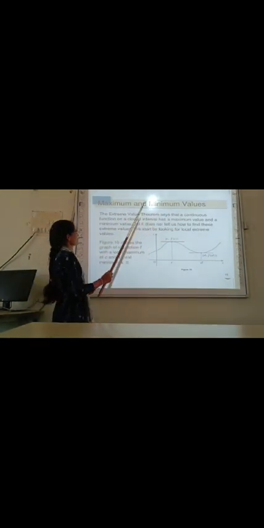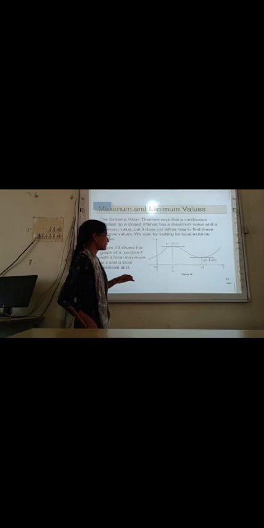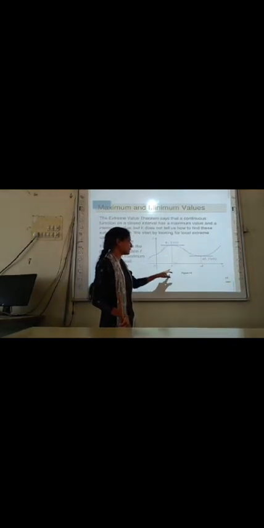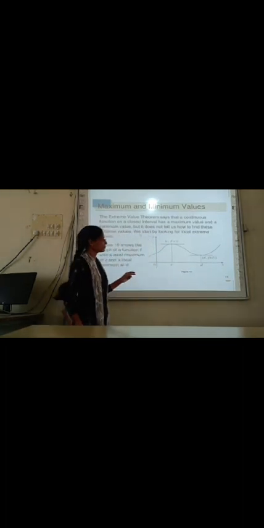Maximum and minimum values. The extreme value theorem says that a continuous function on a closed interval has a maximum value and a minimum value, but it does not tell us how to find these extreme values. We start by looking for local extreme values. The figure shows the graph of a function f with a local maximum at c and a local minimum at d.